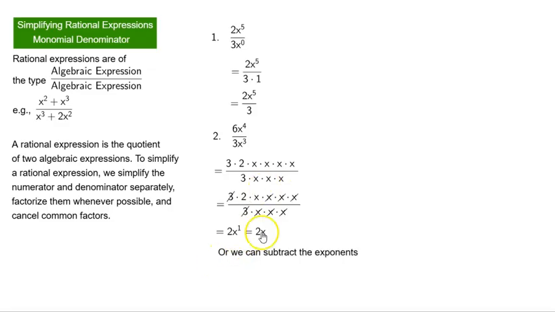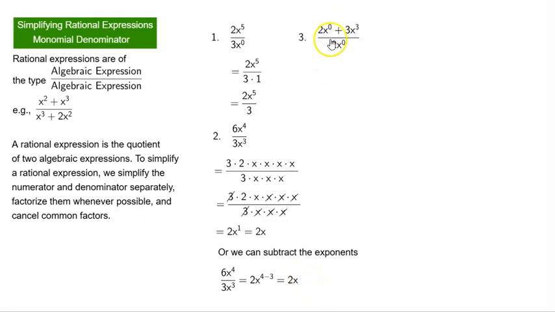Or if you noticed, we can subtract the exponents directly. So we could have written it as x to the power of 4 by x to the power of 3, and 6 by 3 is equal to 2. We can cancel to get x to the power of 4 minus 3, which is equal to 2x.